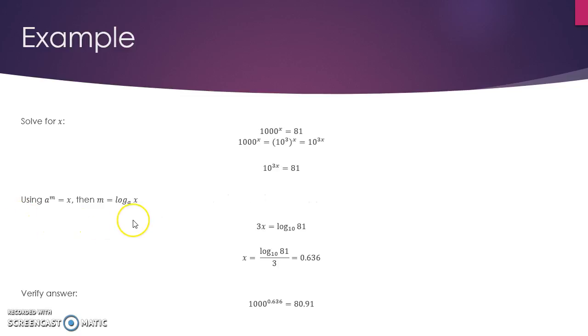And we're going to use this rule here. Just rearranging that using logs, our index 3x equals log base 10 of 81. Now this is just a number, we can get it from our calculator. So to find x, we put log 81 into our calculator, divide by 3, and we get 0.636. Again, we can verify our answer by substituting that 0.636 into our initial equation. So 1000 to the power of 0.636 is 81, or 80.91. Allowing for the rounding that's taken part here, that's close enough.